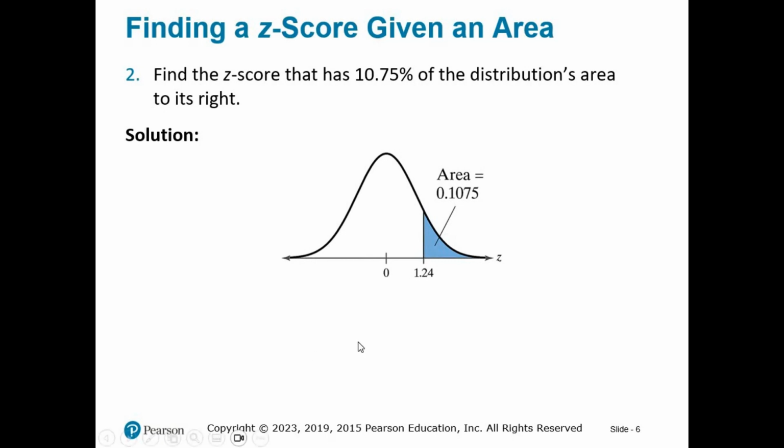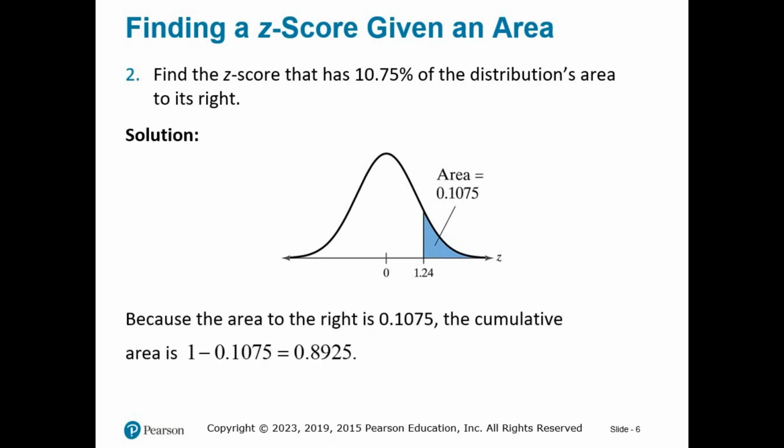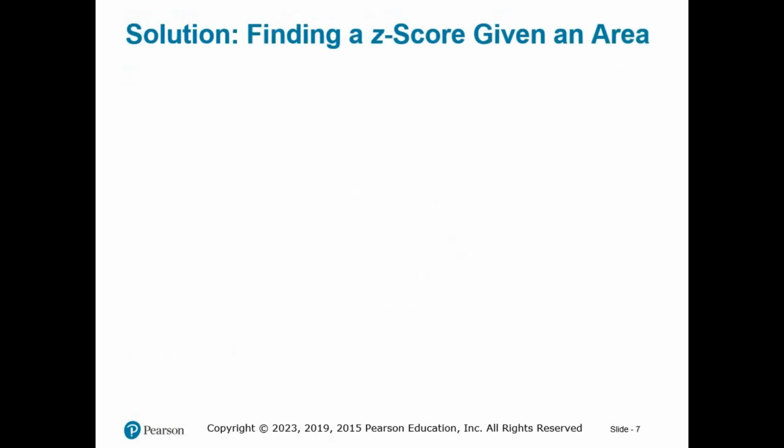Now remember, I can't just look up 0.1075 in the table because we're looking at an area to the right, which is not represented in the tables. The area in the tables represent area to the left of z-scores. But we do know that the cumulative area under the curve is 1, so we can subtract 1 minus 0.1075 to get the area we're looking for, the remainder, which would be 0.8925. That is the area we look for in the table. So we do that next.